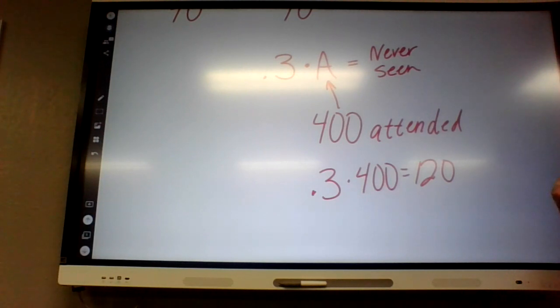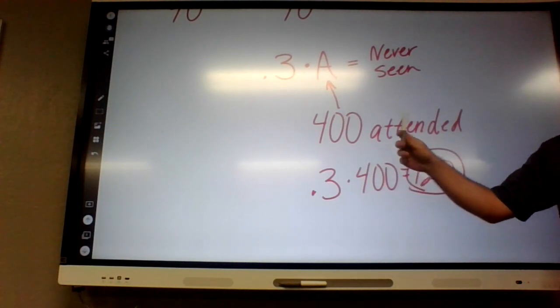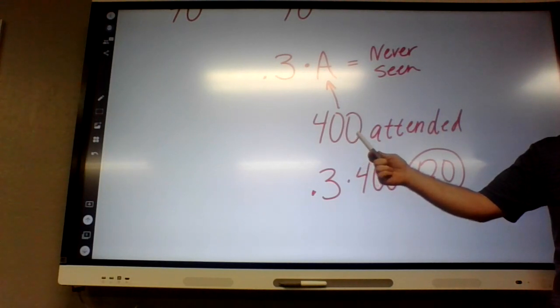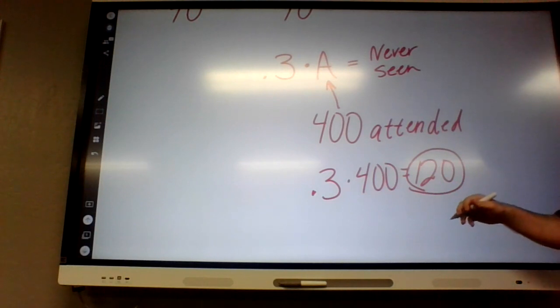Question was how many had seen it before? So this 120 have not seen it. So how do we figure out how many had seen it? 400 minus 120 will work. Yes.